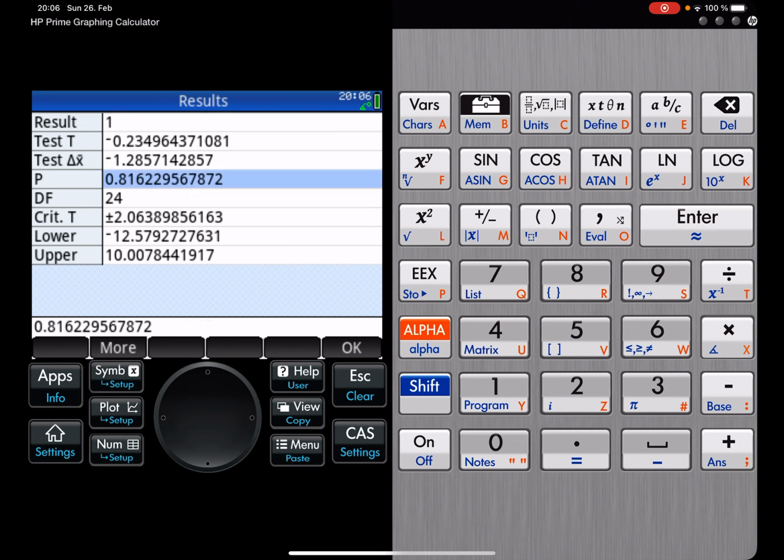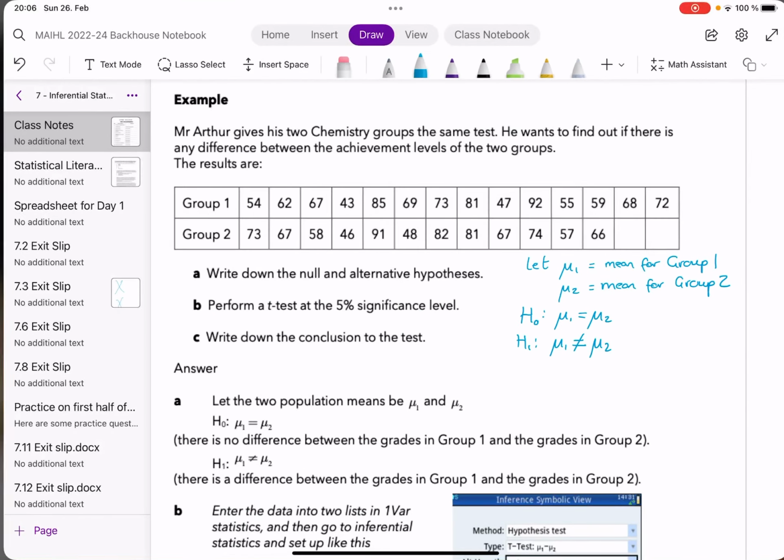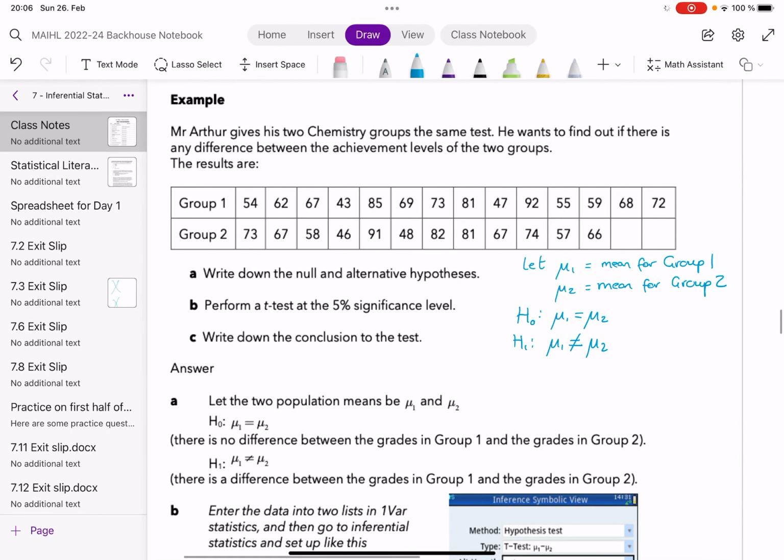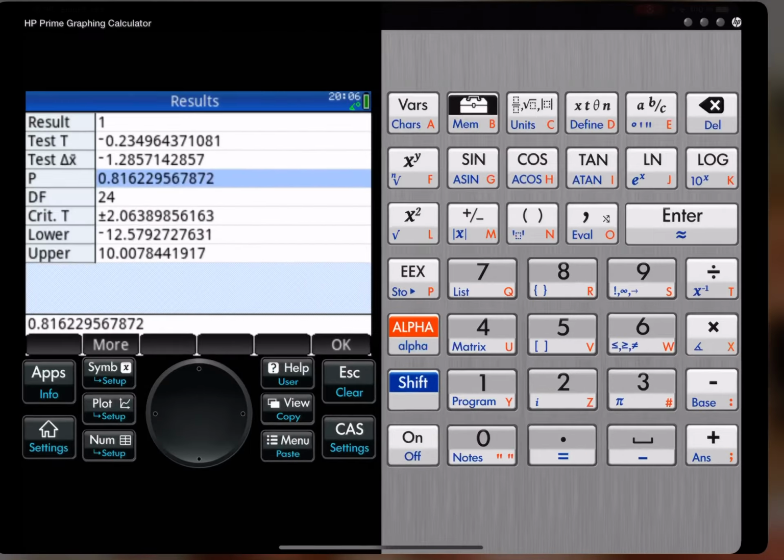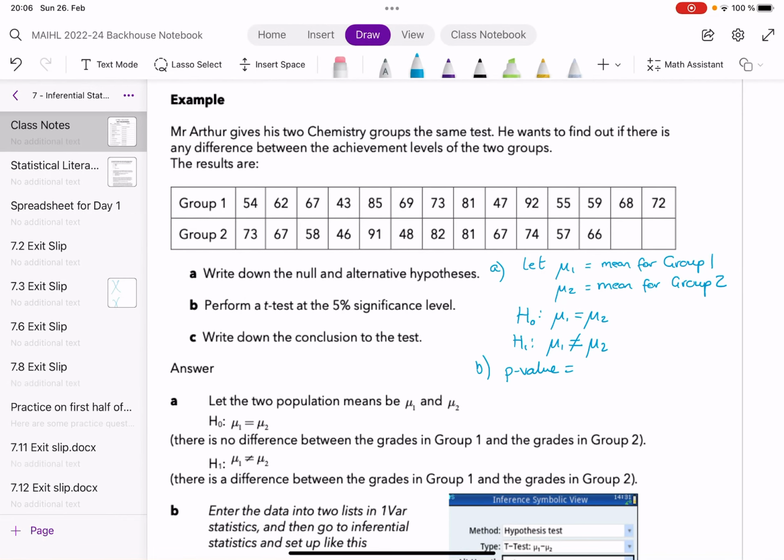So the one we're looking for is the p-value. P-value is very high, so it's definitely not a significant result. If we want to check, we can look at this, fail to reject H0. Okay, so I'm going to state, this was part A, wasn't it? I'm going to state the p-value, 0.816 when we round it. And we know that that is much bigger than 0.05.